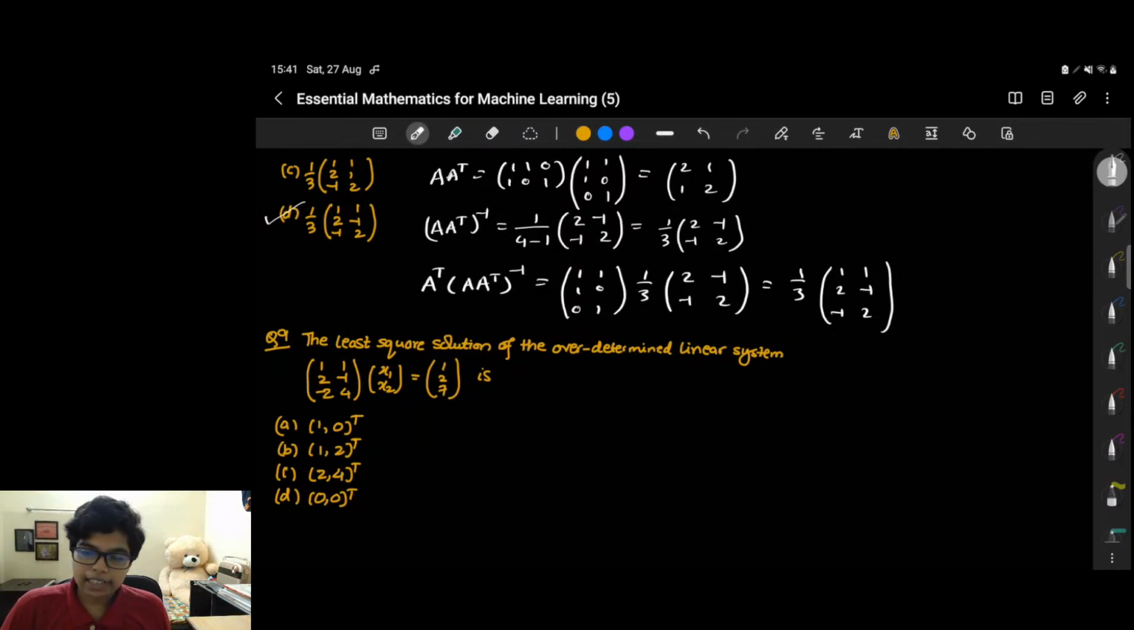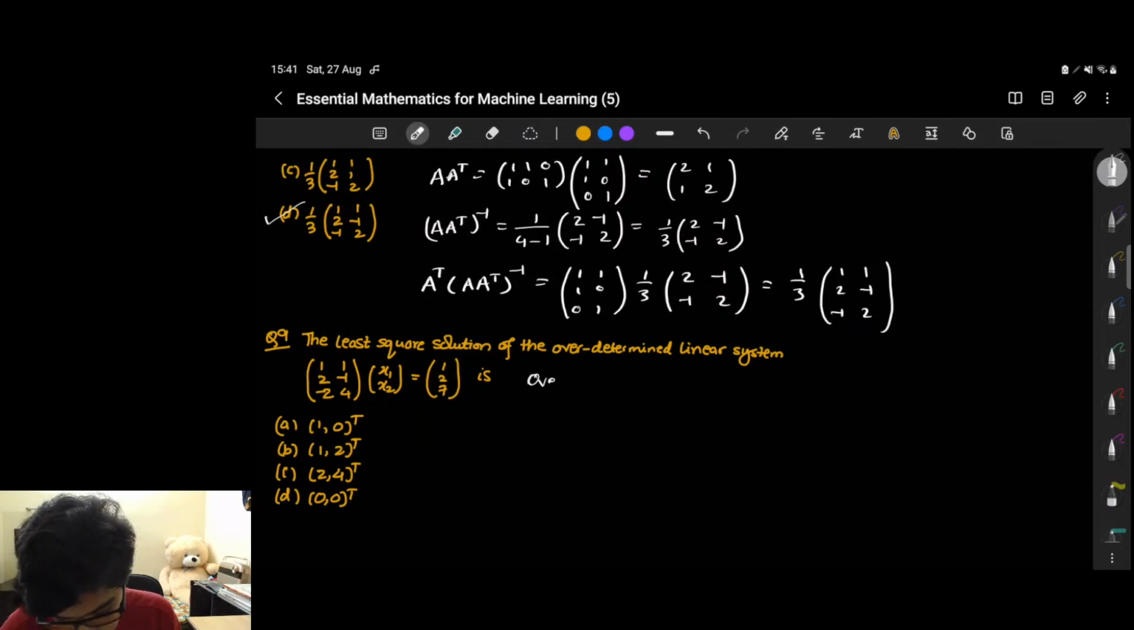It is like an approximate solution which minimizes the error. So it is not an exact solution. You cannot solve it exactly. You can only solve it approximately, and you can make sure that you are minimizing your error. So you are being very close and very accurate to your solution. So this is the overdetermined system.